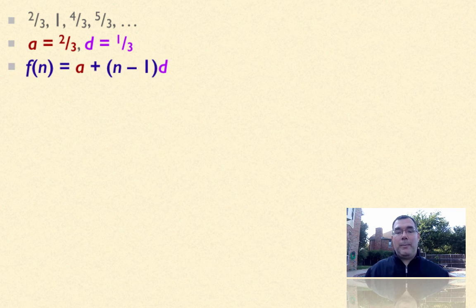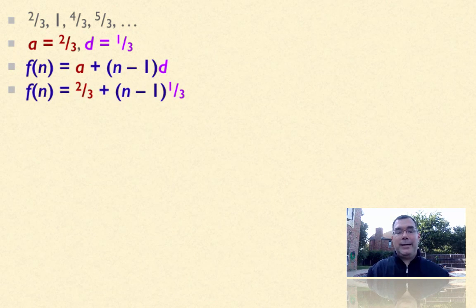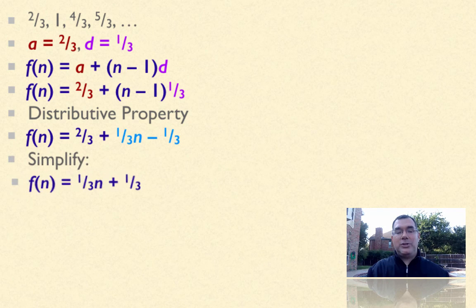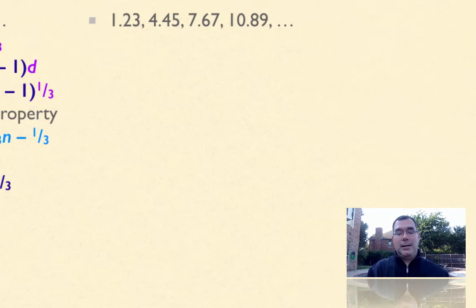Now I've got 2/3, 1, 4/3, and 5/3. So the first term is 2/3, and the common difference is 1/3. I keep going up by 1/3. There's my formula again. Replace a with 2/3, replace d with 1/3, use distributive property, this is what I get, and it simplifies to f of n equals 1/3 n plus 1/3. So if you know the term number you want to get, you plug that in for n, and you can figure out what that term actually is.